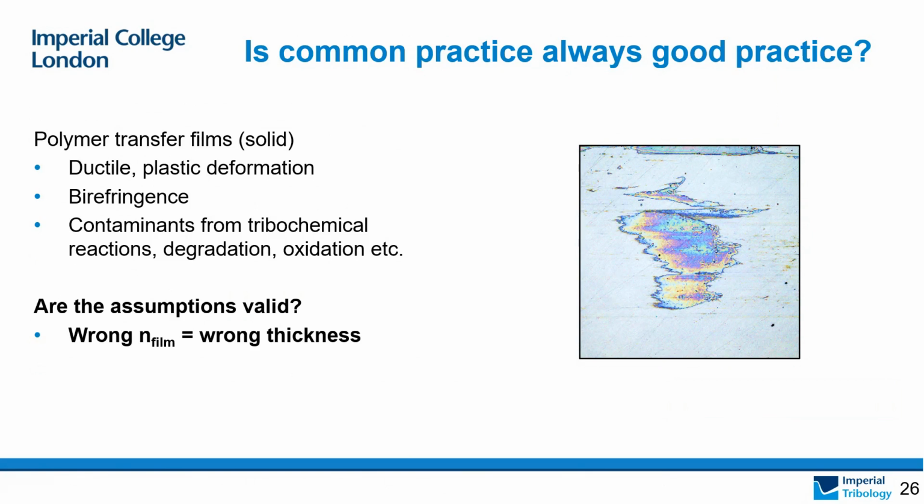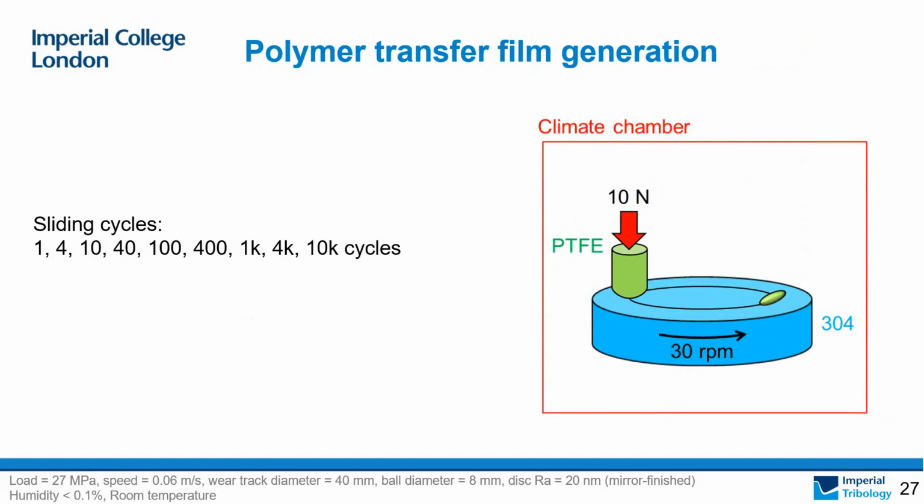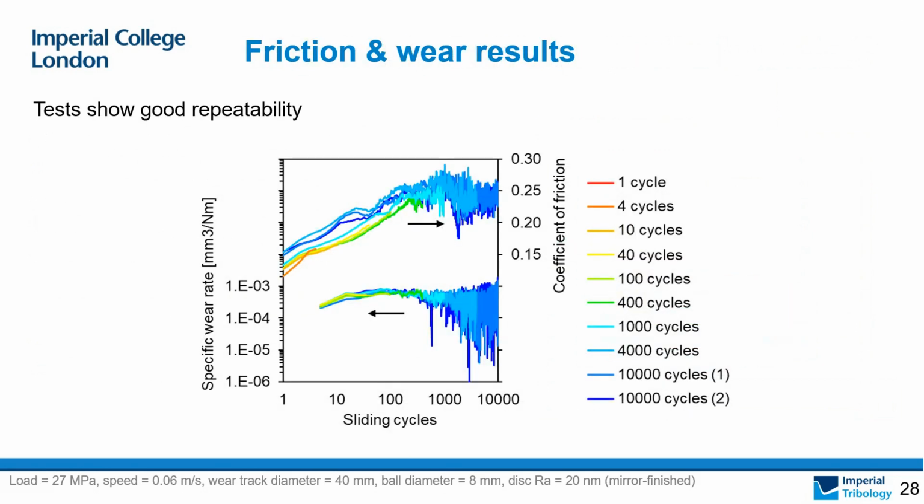So the question now is, is it okay for us to assume a constant bulk refractive index for a polymer transfer film? This is important because wrong refractive index will lead to thickness measurement errors. To find out, we carry out some pin-on-disc sliding tests to generate PTFE transfer films. And to study how refractive index changes with time, we also ran the test at different sliding cycles. So from 1 cycle up to 10,000 cycles. And here are the results.